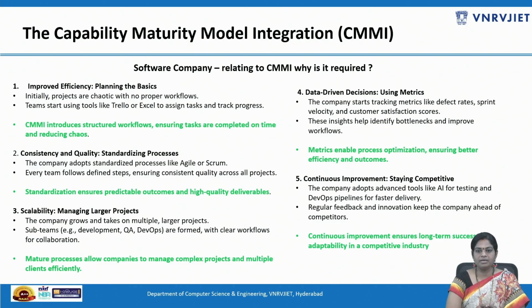And the fourth point is data-driven decisions, like metrics. We use metrics like defect rates, sprint velocity, and customer satisfaction scores. All these insights help in identifying bottlenecks and improving the workflow. Finally, continuous improvement. By following all these things, we will have continuous improvement, and every time we will have the same energy and zeal, and that competitive spirit will be alive. The company adopts advanced tools like AI for testing and DevOps pipelines for faster delivery. And regularly, when we receive feedback, the innovation of the company will stay alive and keep the company ahead of the competitors.